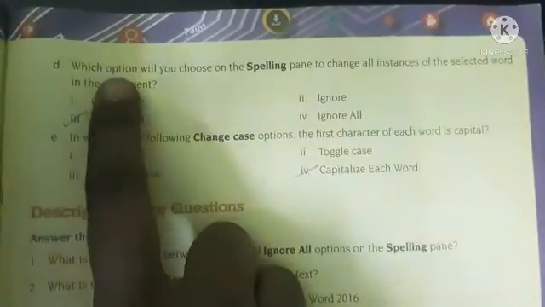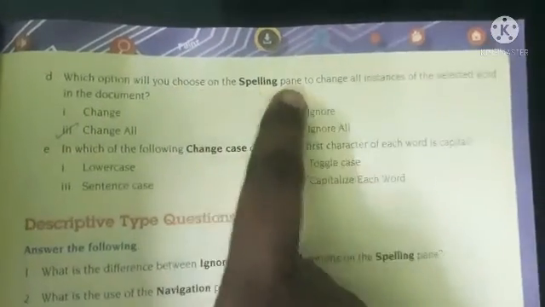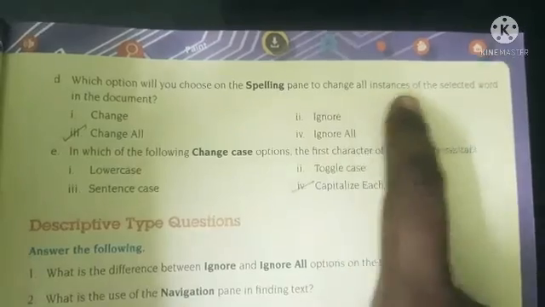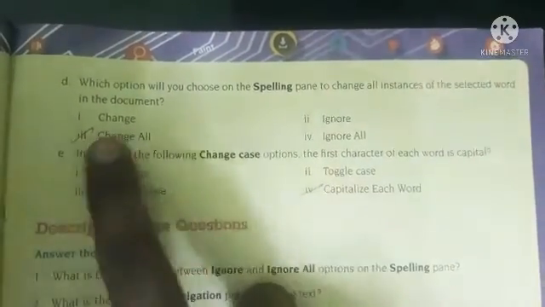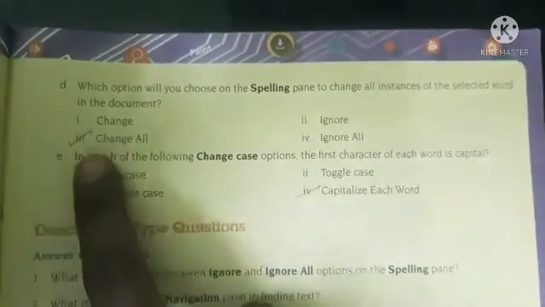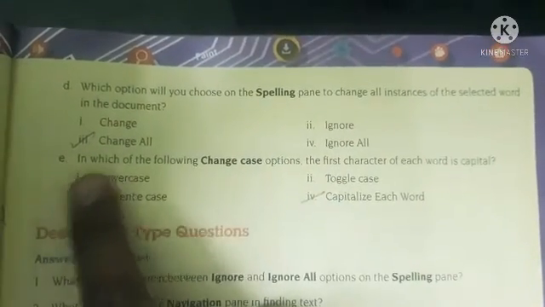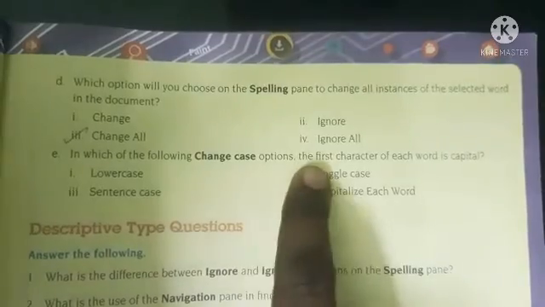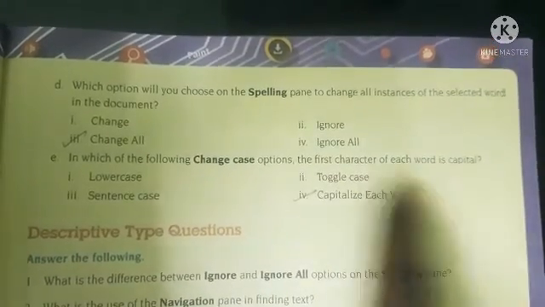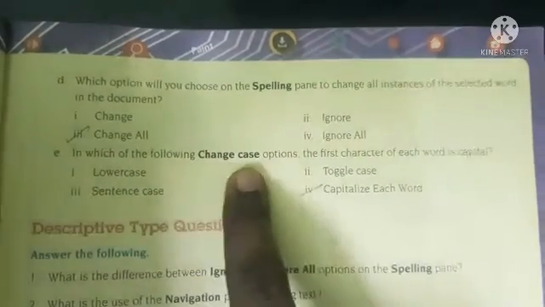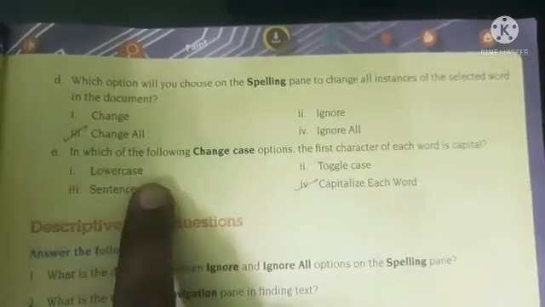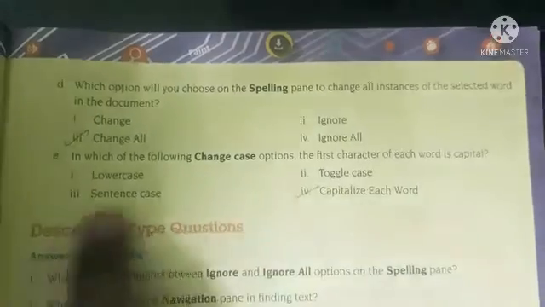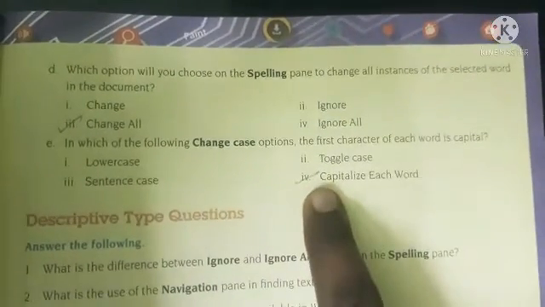Next, fourth one, which option will you choose in the spelling pane to change all instances of the selected word in the document? The options are change, ignore, change all, ignore all. The correct answer is change all. Next one, in which of the following change case options is the first character of each word capital? The options are lowercase, toggle case, sentence case, and last one is capitalize each word. The correct answer is capitalize each word.